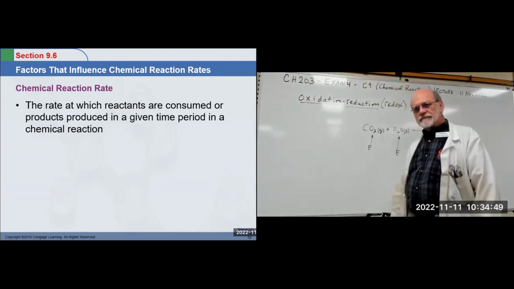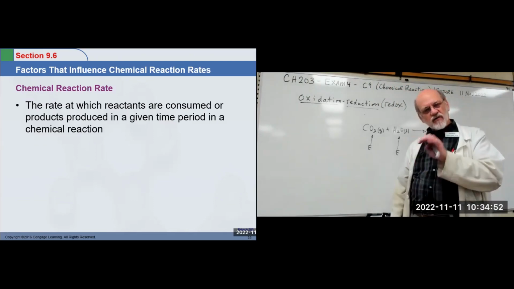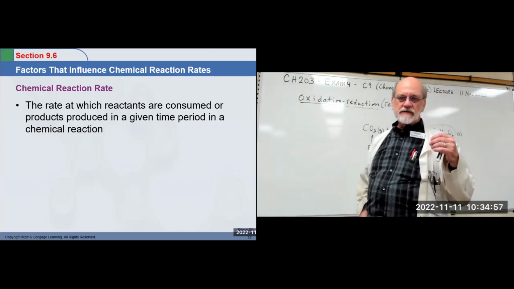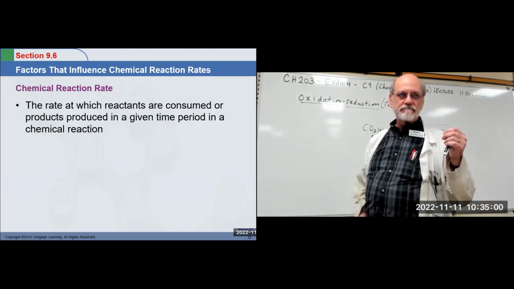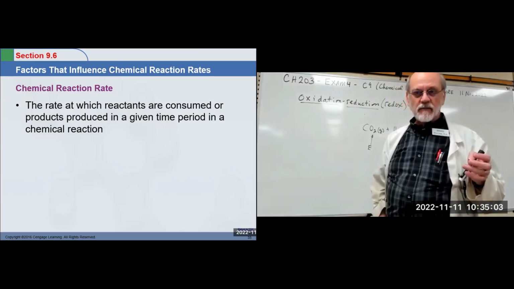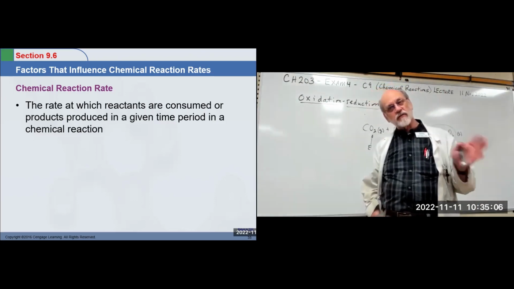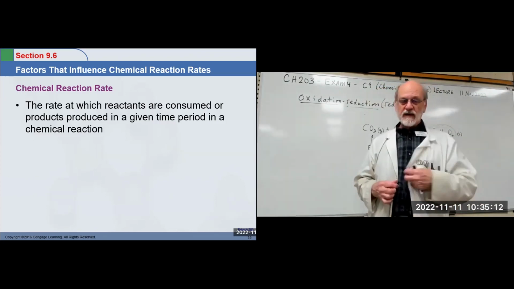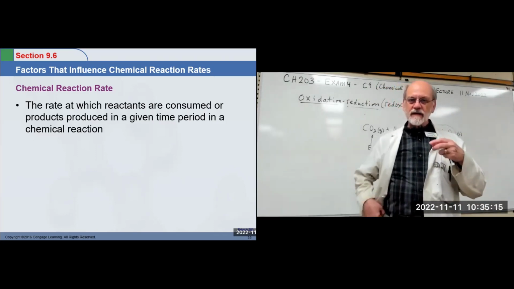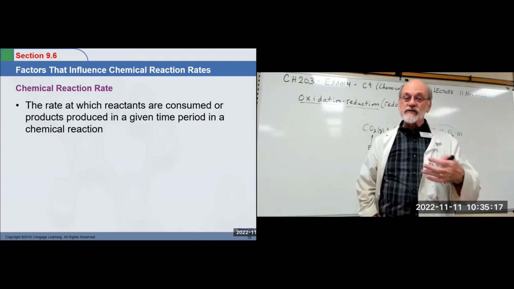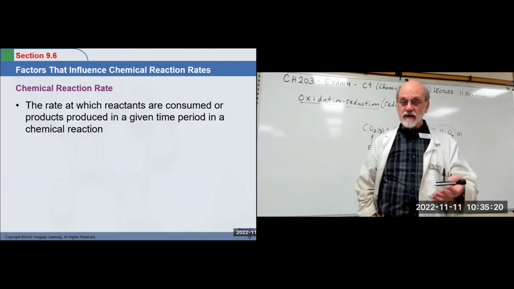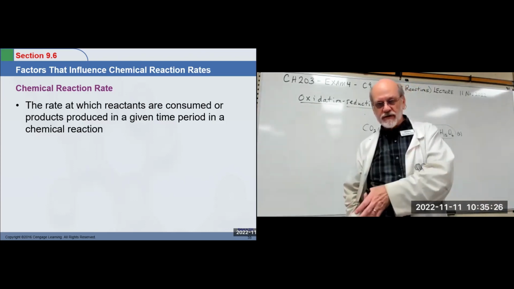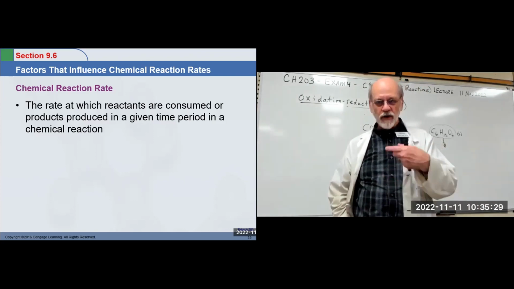Now, I mentioned earlier about reaction rates. A reaction rate is determined by, well, several things, actually. We can approach it from a theoretical standpoint. We can approach it from a practical standpoint. And I think we'll do the practical first. Definitions. The reaction rate is the rate at which reactants are consumed in a reaction, or you can identify it as the rate at which products are produced in a given time period for a chemical reaction.